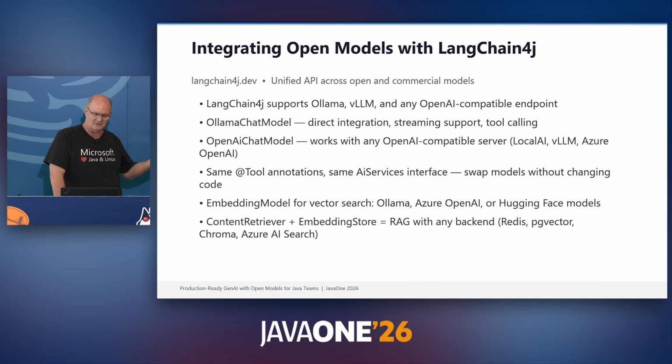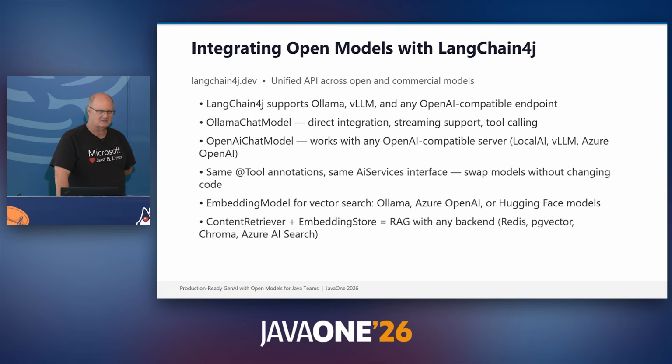The Ollama chat model is one of the classes you have. OpenAI chat model is another, and you've got tool annotations. I'm going to show an example of a tool and an AI services interface, and you can swap models without changing code. You can just change models behind the scenes inside of your LangChain4j implementation, but the code stays the same. So you don't have to rewrite your Java code every time you want to access a new model. LangChain4j will take care of that.